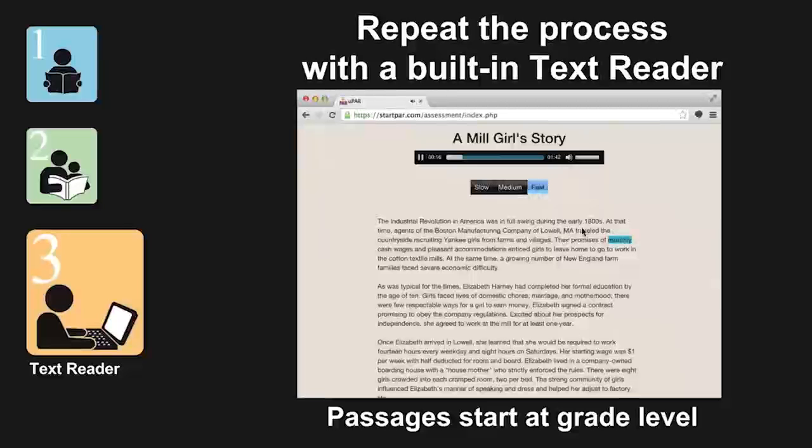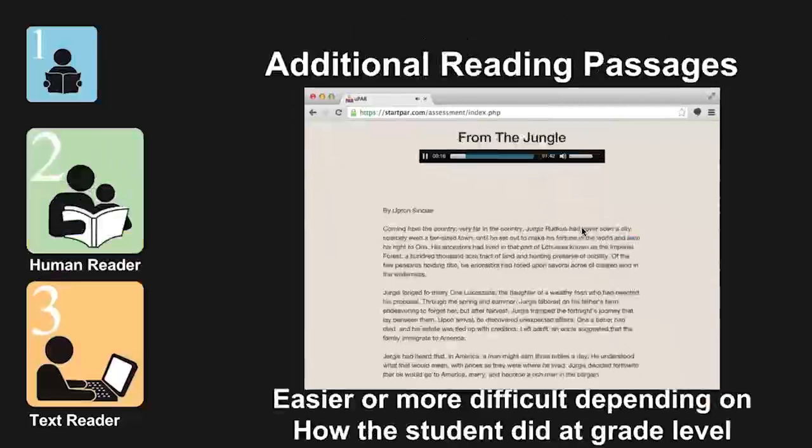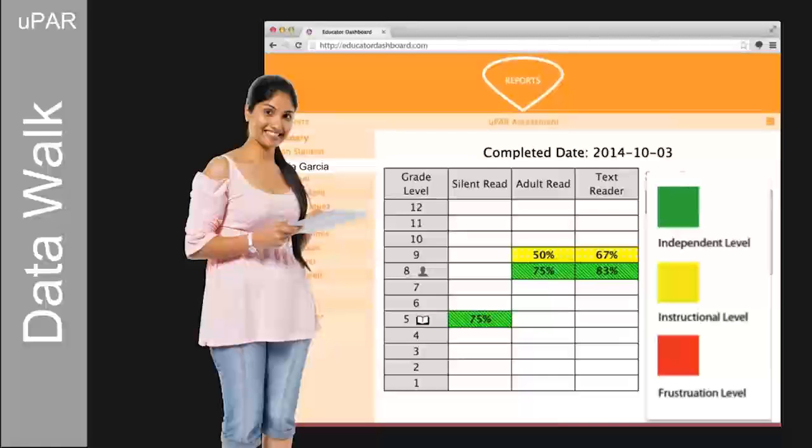In a text reader condition, we also simulate by allowing the students to change the rate, and we also show the word-by-word highlighting. We will do the comprehension quizzes as well. Based on how the student does, we will either go harder or less difficult than their grade level to try to get an idea of where the students land.